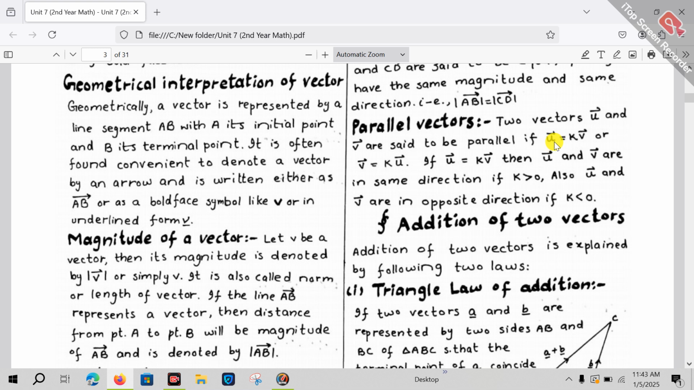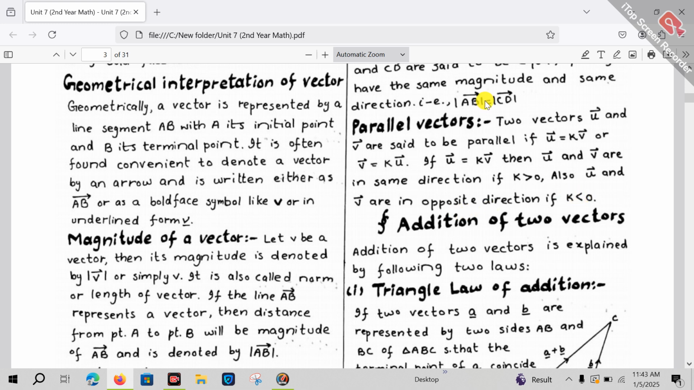It means that u vector is equal to k times v vector, or we can reverse this concept as v vector is equal to ku vector. If u is equal to kv vector, then u and v are in the same direction if k is positive, and u and v are in opposite direction if k is negative. So parallel vectors means two vectors are parallel if u is equal to kv or v is equal to ku. If u is equal to kv, then u and v are in the same direction. If k is negative, then u and v are in opposite direction.